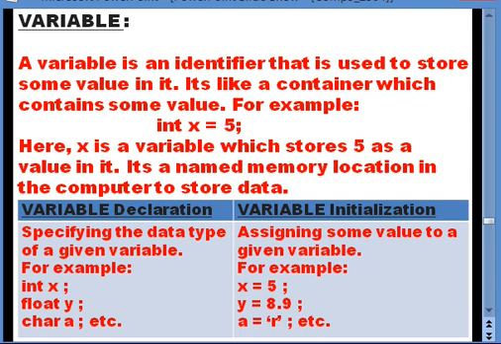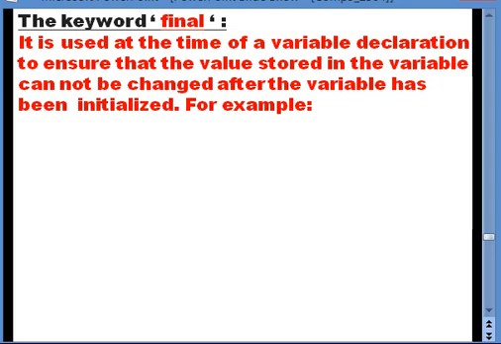And in the next example, within single quotes, r is actually a character which is getting stored in a variable a. So this is how it is done. Now we move ahead with the next topic, that is the keyword final. Final is actually used at the time of variable declaration.